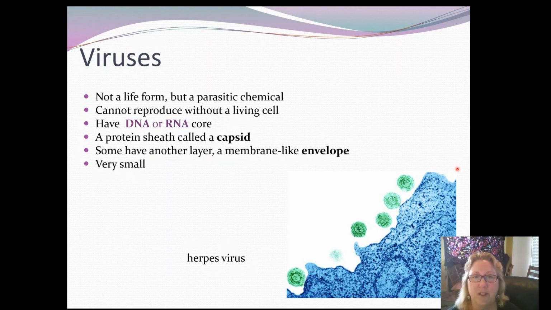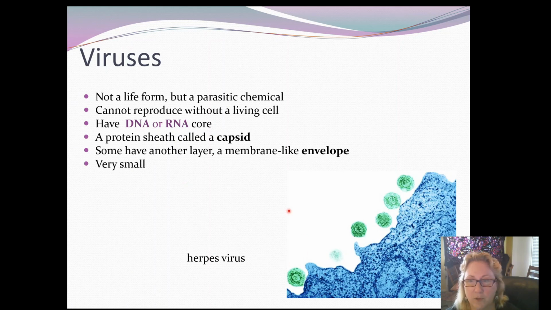Now, some viruses have an extra third component, and that is a fatty envelope. This is often made of a phospholipid bilayer that they steal from the cells they infect on the way out. Viruses are also very small. Almost all viruses are smaller than the smallest known cells, although we'll talk about some really big viruses that have been discovered more recently.